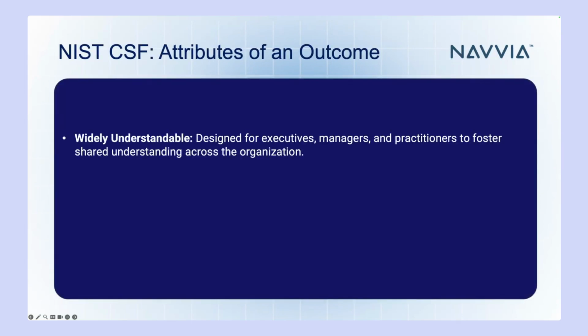Before I do that, I want to talk a little bit more about outcomes, because everything in the NIST revolves around outcomes. So what are some of the attributes of an outcome? Well, it needs to be widely understandable. Again, we don't want to get into technical speak. We don't want to get into the weeds. I need to prove your identity before I give you access to a system. That's an outcome, right? How you do that?